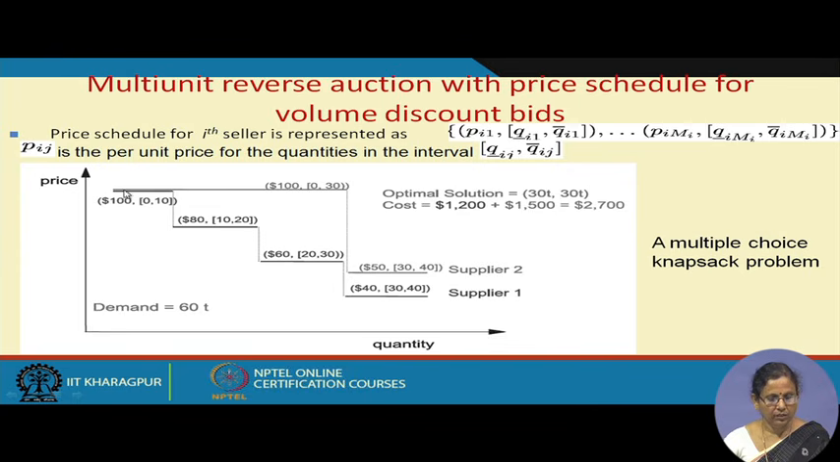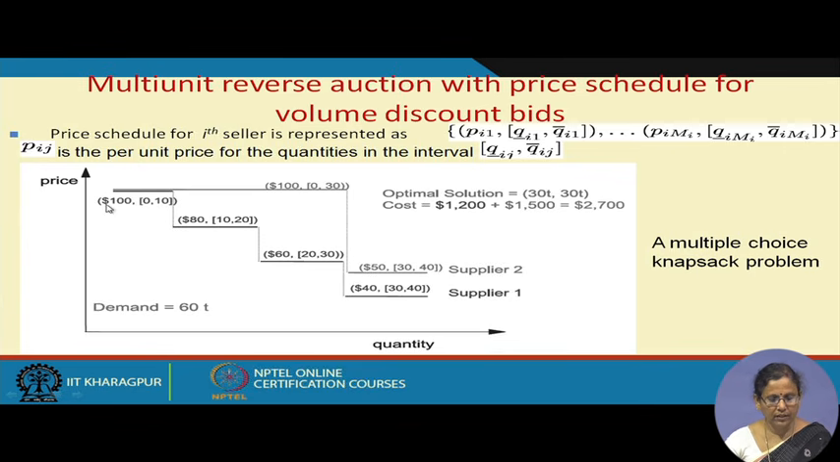So, let us say this is a situation of two bidders, where the first bidder offers $100 for first 30 units and $50 for between 30 to 40 units. So, as I buy more, the price drops. This is the price schedule provided by the second supplier. So, he will be giving one valuation for the first range, another valuation for the second range, and so on. Now, the situation in case of the first supplier is a bit different.